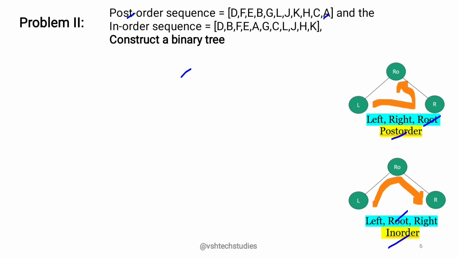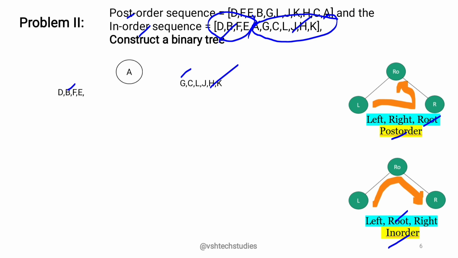So in the in-order sequence, if you take A, this side forms the left subtree and this side forms the right subtree. So if A is the root, D, B, F, E come on the left side and G, C, L, J, H come on the right side of A. That is, this group here and this group here.